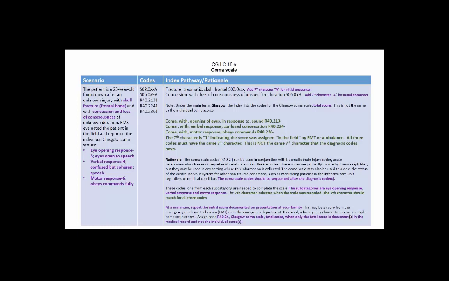But I would ask you, because of the importance of this slide, that you would review it more than once. You understand that you do code those individual scale scores. They must all have the same 7th character, but that 7th character is not the same 7th character as the diagnosis codes. Quite different.